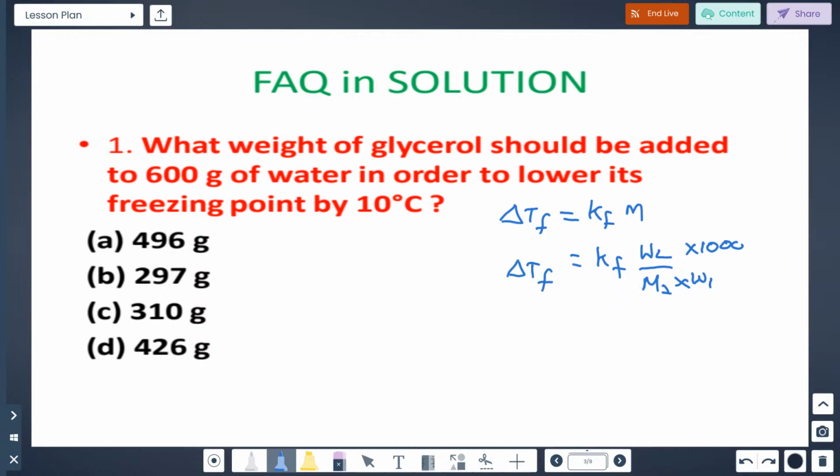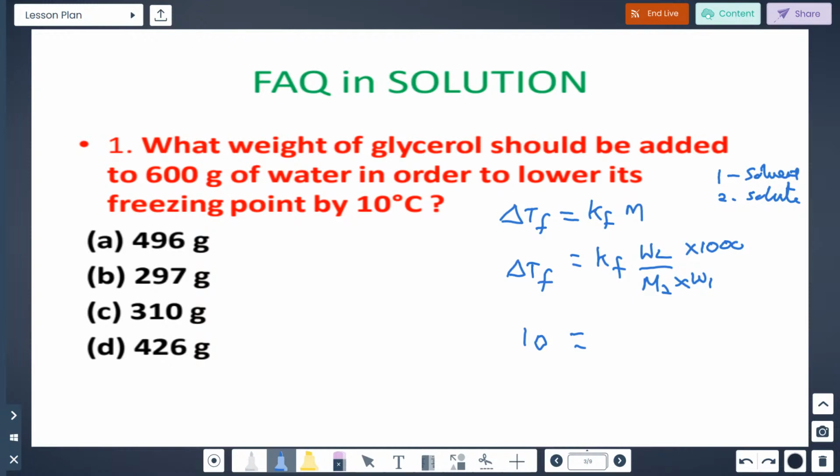Now see the sum. What weight of glycerol? So glycerol is a solute. It should be added in 600 gram of water, so water is a solvent. Always 1 is considered as solvent, 2 is considered as solute. Understood? So here, if you add glycerol to water, it lowers its freezing point by 10 degrees Celsius. This is called depression of freezing point, so in this place we should put 10. Understood? Kf is nothing but the freezing point constant.